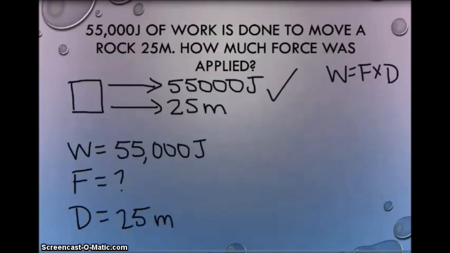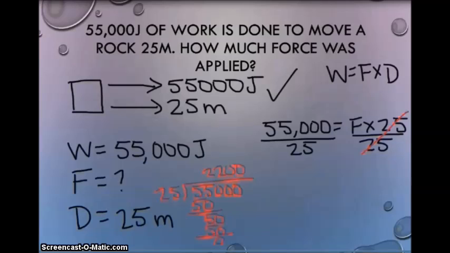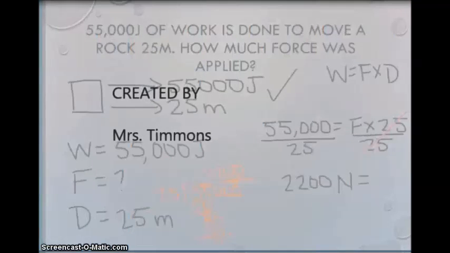So when you set up the problem, it would be 55,000 is equal to force times 25. Then you divide both sides by 25 in order to get force on a side by itself. So 55,000 divided by 25, you're going to get 2,200. So in the end, it's 2,200 newtons is the answer.